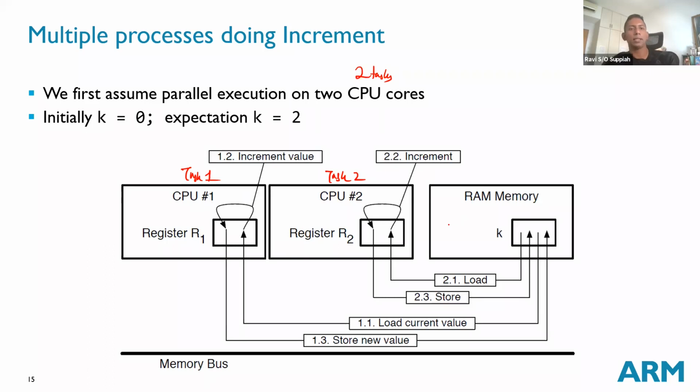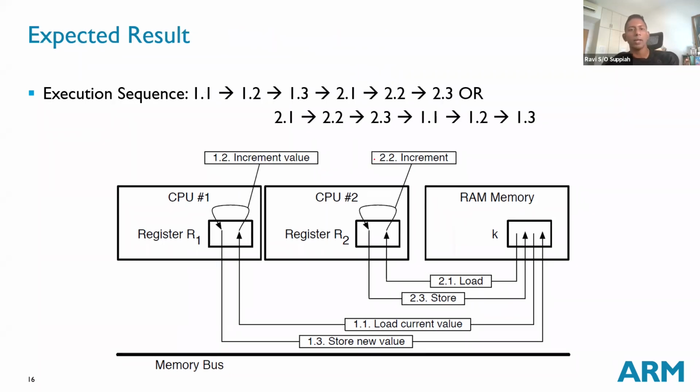Now let's see if I were to run both of these tasks concurrently. If my initial value is 0, then of course I expect the final value to be 2, if both of them have finished execution. Of course that is only possible if this happens: I complete task 1 and then I complete task 2, or I complete task 2 and then I complete task 1.